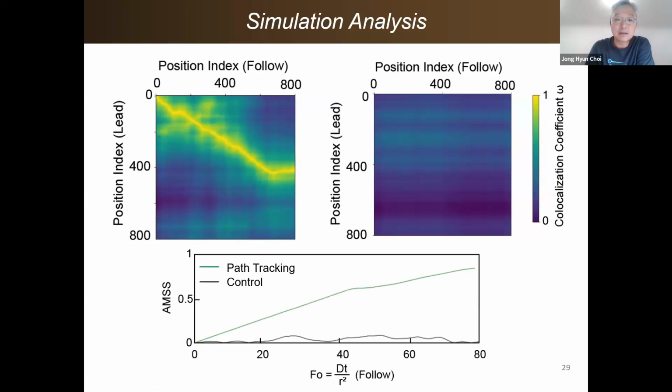When it comes to the AMSS and the temporal correlations as well, if the path tracking is correlated, it goes from 0 to unity. This is normalized, so it goes from 0 to unity as a function of non-dimensional time, the Fourier number, but the negative control doesn't do anything here.